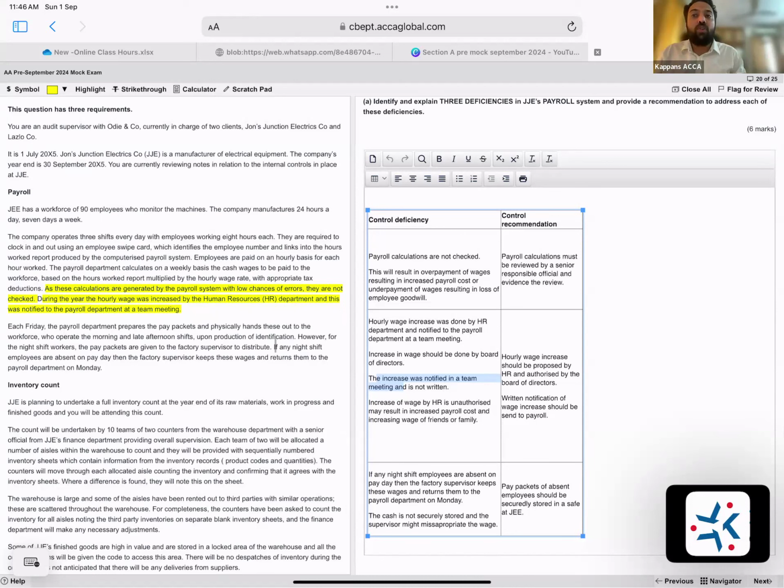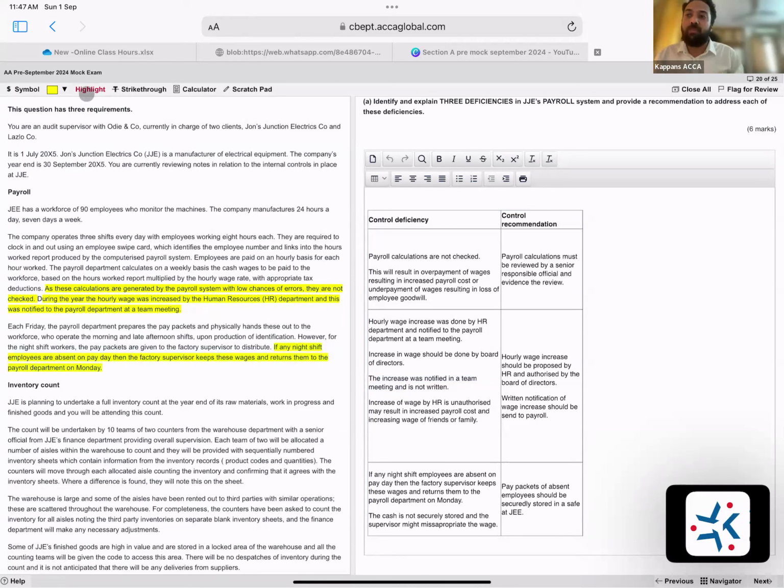and I'm just quickly going to highlight this because I hope you have already done this pre-September mock exam. So if any night shift employees are absent on payday, then the factory supervisor keeps the wages and returns them to the payroll department on Monday. So the money is being stored by the supervisor. So there's a chance that it can be misappropriated by the supervisor. Money is not safely kept.